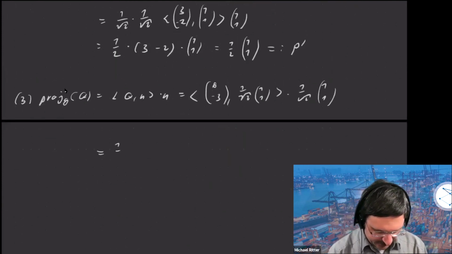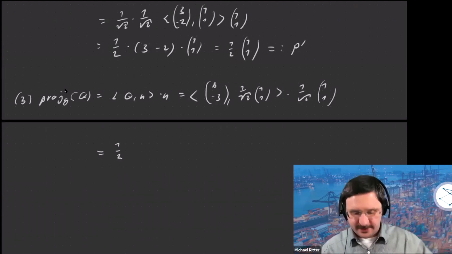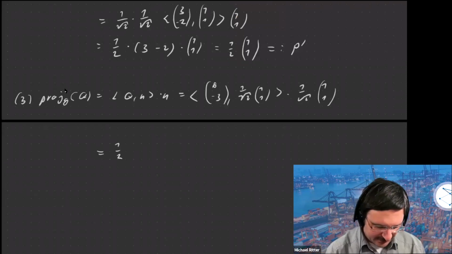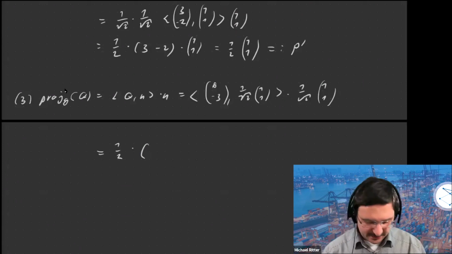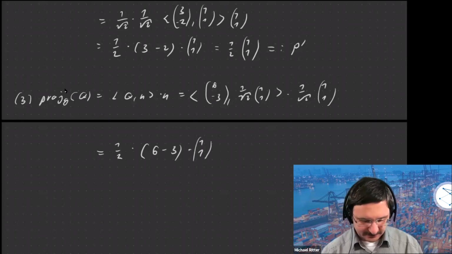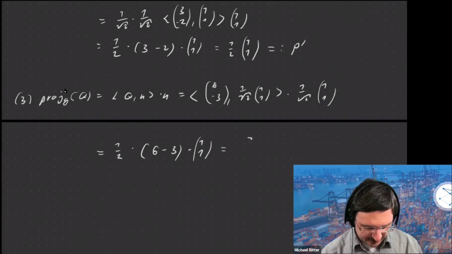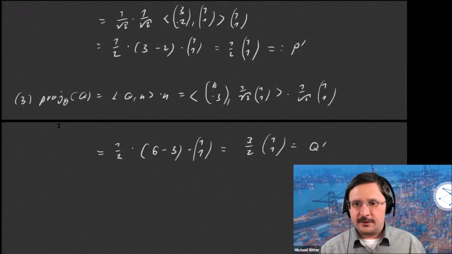And this is 1/2. So again, I take these two 1 over square root of 2 factors outside and combine them. So that's 1 over 2 times the scalar product of 6 minus 3 with 1, 1. That is then 6 minus 3 times the vector 1, 1. So now we get 3 over 2 times 1, 1, and that's q prime. So this is the projection of the points P and Q onto that line.